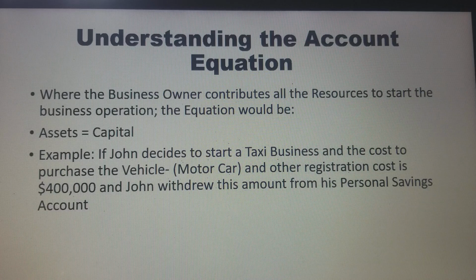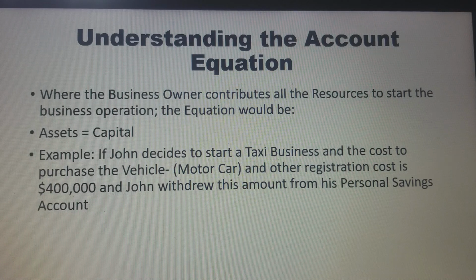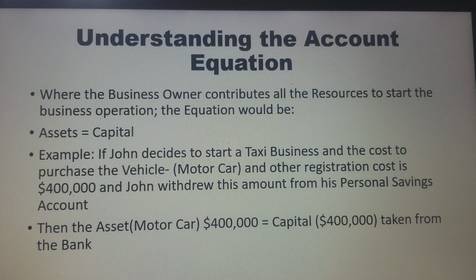Let's look at an example. If John decides to start a taxi business and the cost to purchase the vehicle, the motor car, and other registration costs is $400,000, and John withdrew this amount from his personal savings account, then the asset of motor car, which is $400,000, is equal to capital, which is the amount taken from the bank, that is John's personal bank account. So the asset is equal to the capital.